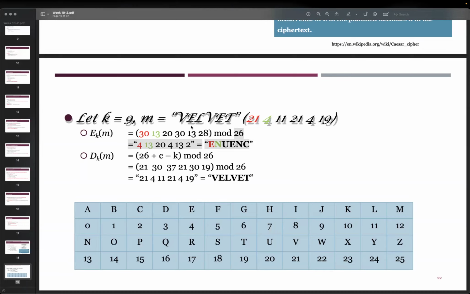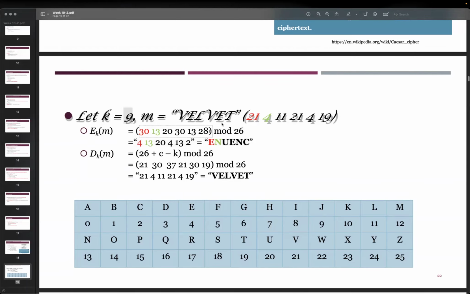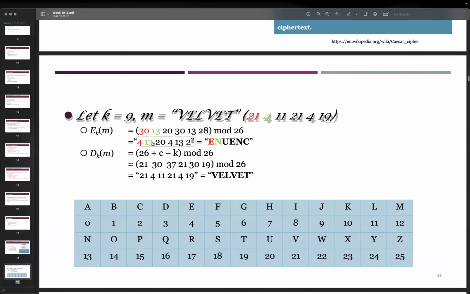So if you know V right here is 21, and you say, what's the key? Right here, you see we are adding the 9, so the K is 9. So every time, 21 plus 9 will be 30, and 30 mod 26 will be 4. And 13, what's the value? How can we get it? With 4 plus 9, it will be 13. We just look it up on the table, and 13 will be N. So pretty straightforward. It's simple math.